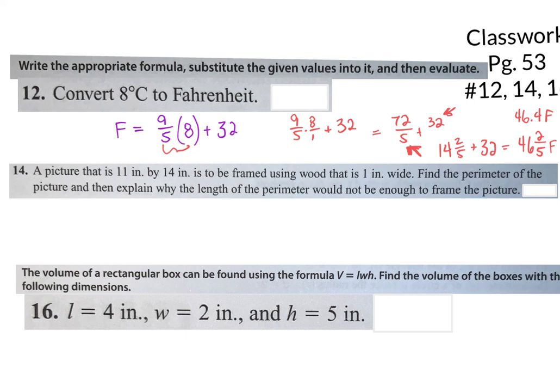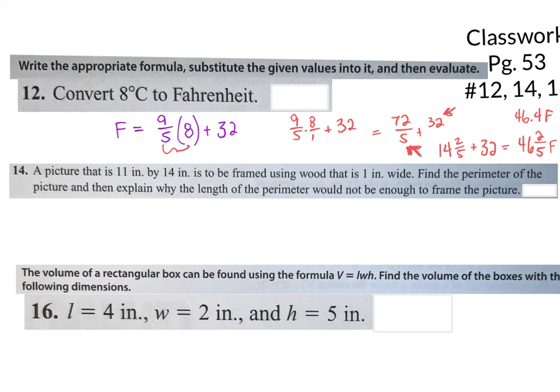All right, let's look at 14. A picture that is 11 by 14 is to be framed using wood that is 1 inch wide. Find the perimeter of the picture and then explain why the length of the perimeter would not be enough to frame the picture. Okay, so for the perimeter, they've actually said here perimeter, but if they just said find the amount of frame, you need to pay attention to the fact that they're framing the outside, and that is perimeter.